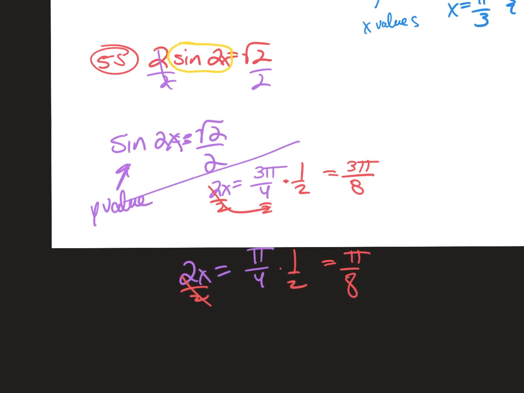You only have to do that when you have a number either stuck in front of, like multiplying by the x, or if it was x divided by 4 or something. If it said x divided by, then you would multiply your answer by that number. That's called our multiple angle problems. We got to remember that.